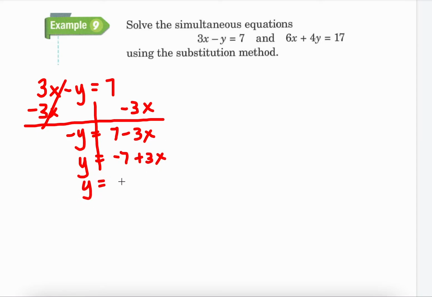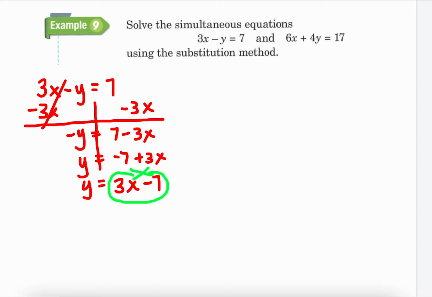And you might want to just rewrite it so that it looks a little nicer. Instead of negative 7 plus 3x, it's 3x, the positive first, and then minus the 7. So all I did right there was switch the locations. I didn't actually change anything. I just switched the locations. Okay, so now we get y is equal to 3x minus 7.